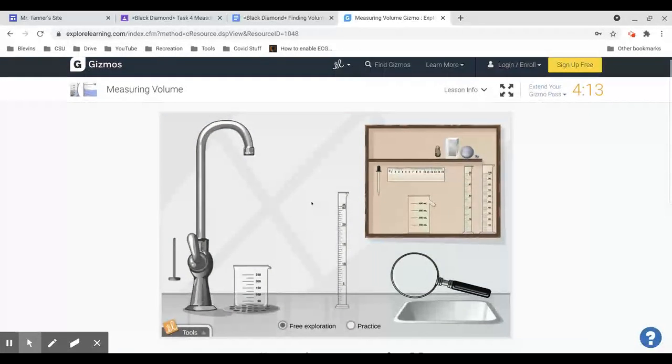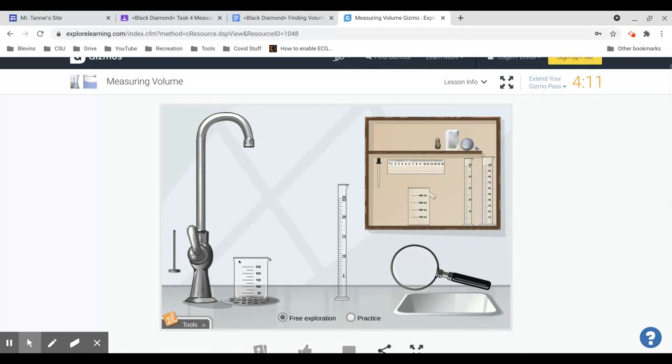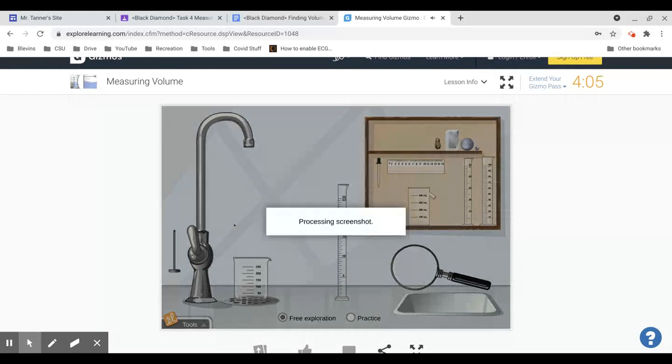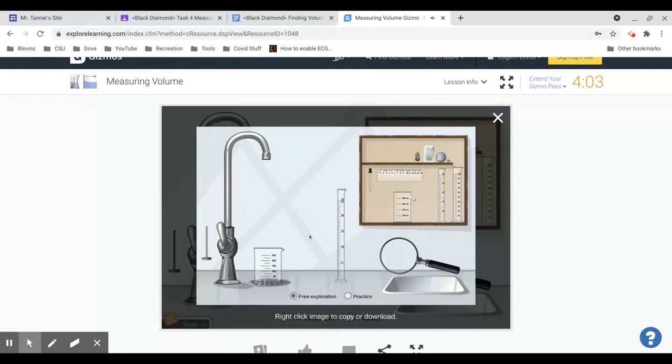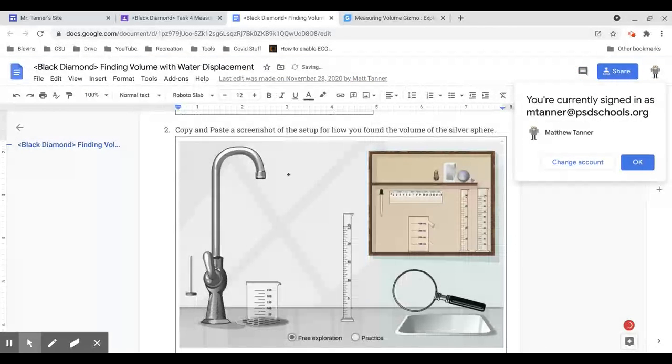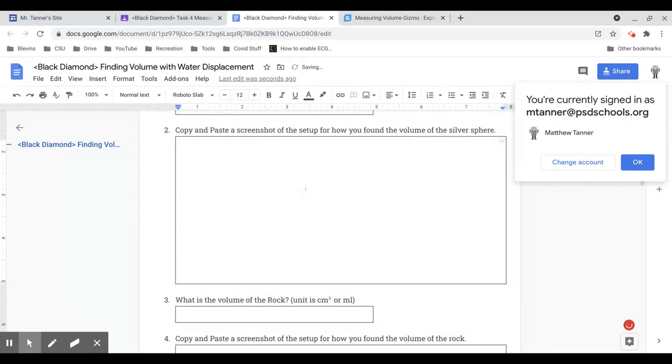And to take a screenshot, it's really pretty easy. You hit Tools, Screenshot. That will show you the screenshot. Right-click, copy image, go to your document, paste. It's that simple for getting a screenshot in.